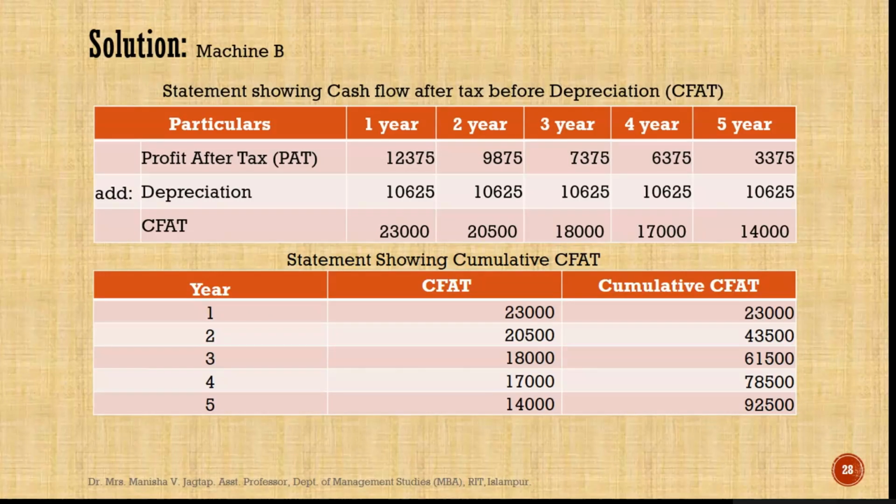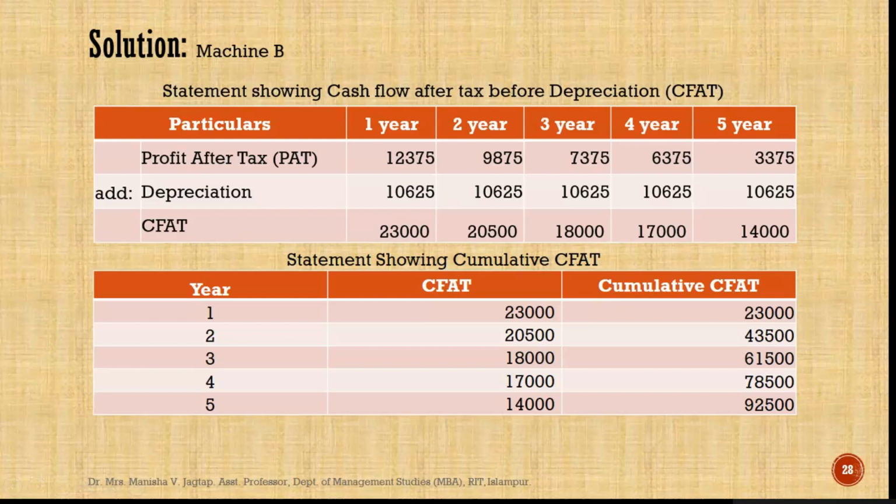Then we prepared a vertical cumulative cash flow statement for identifying the payback period of machine B. So here we can see at the end of second year, we are getting 43,500, and at the end of third year, we are getting 61,500. That means the payback period must be lying in between the second and third year.